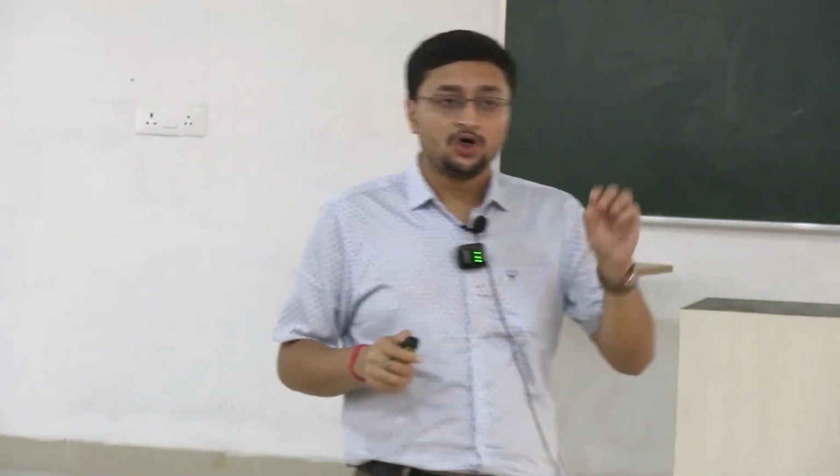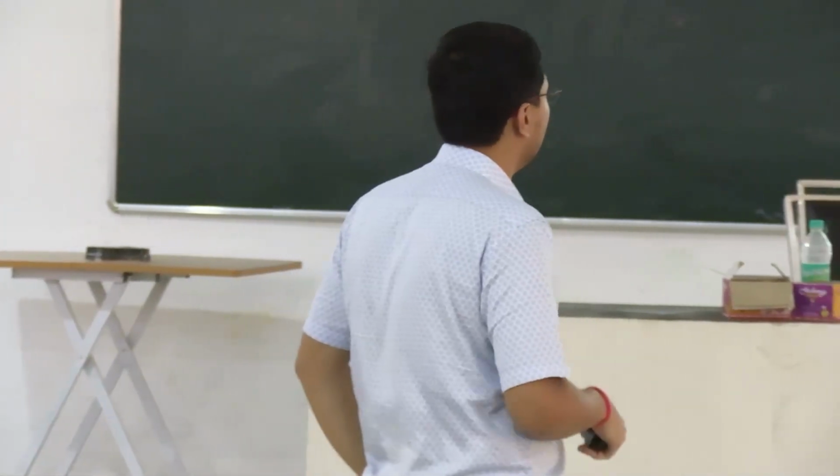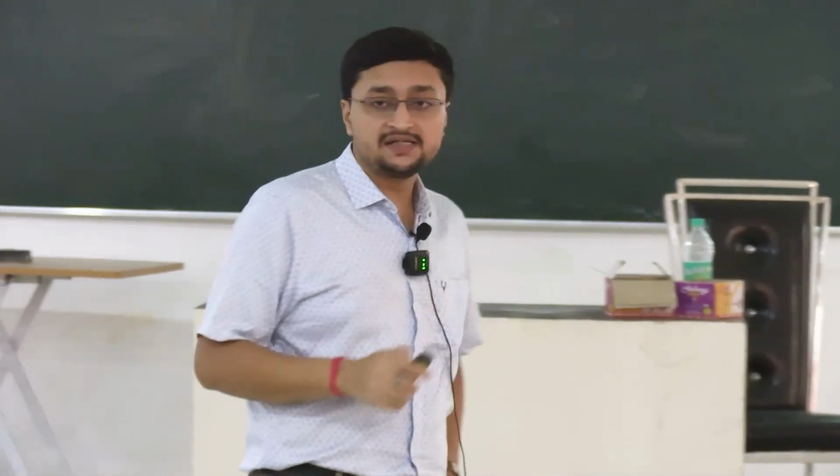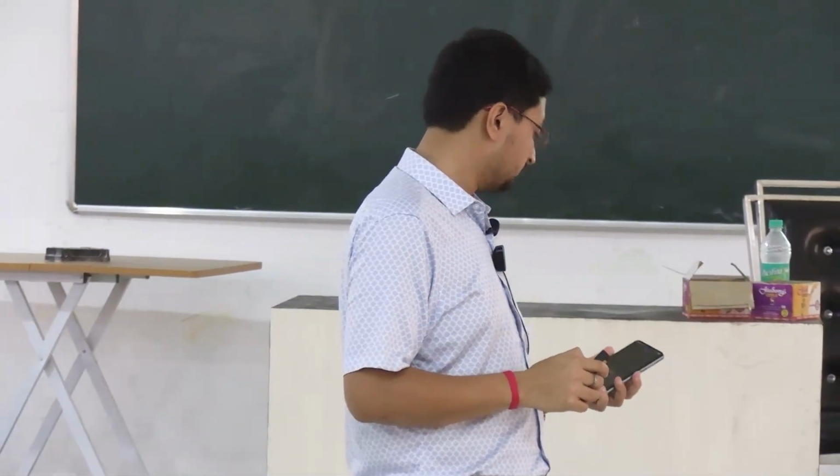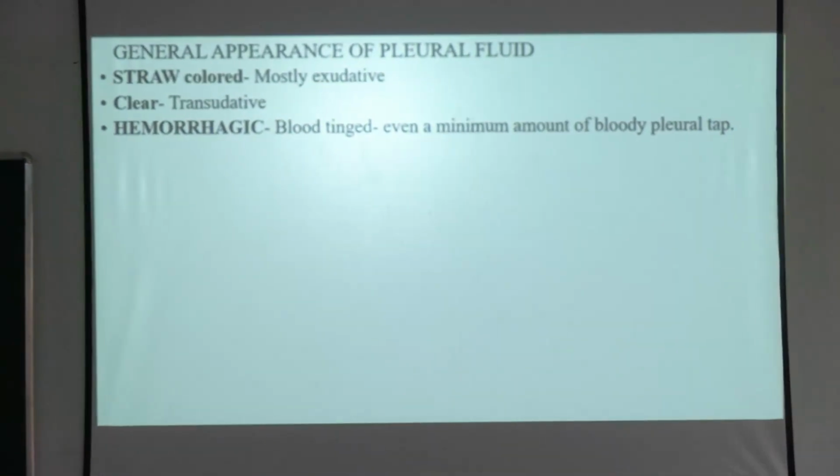First, observe the general appearance of the pleural fluid. Is it straw color? Straw color is mostly exudative. Clear is mostly transudative. Hemorrhagic may be blood tinged.